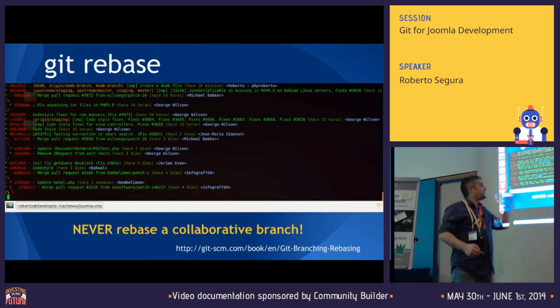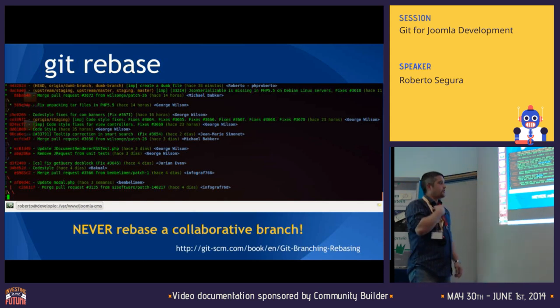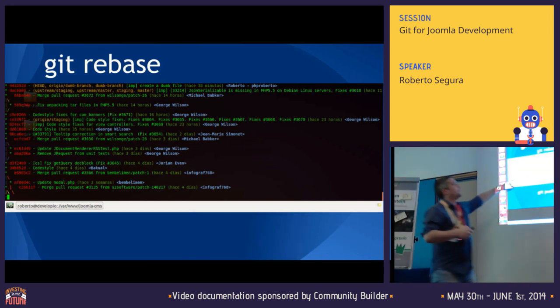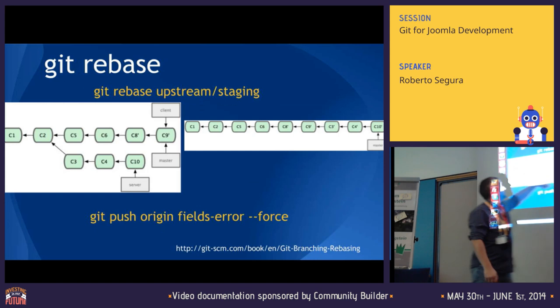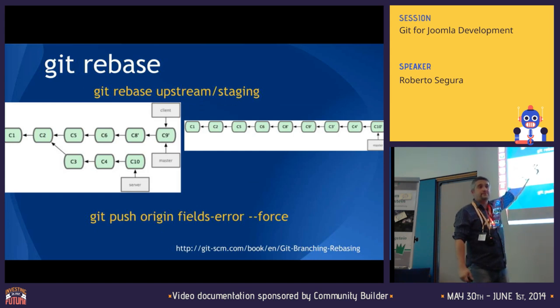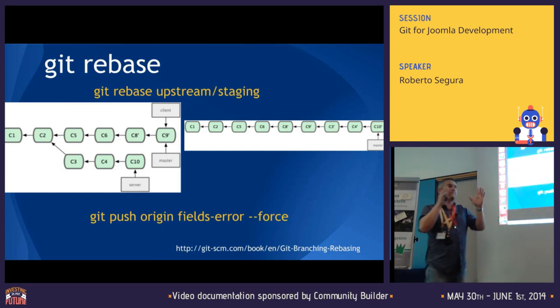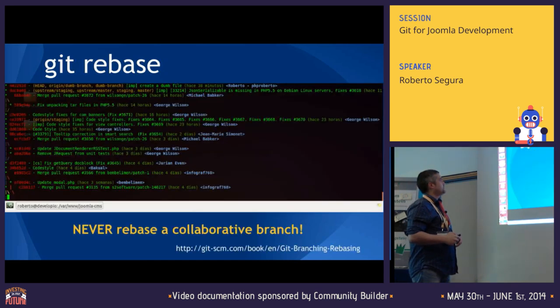Never rebase a collaborative branch. This means that if it's not only you who is working on a branch, be sure that you don't do this process, because you will break your mates' history. If you are working on a collaborative branch, the right way is to keep things updated. And once you are going to submit that to the upstream, do a global rebase to be sure that the code is included properly. Let's do it fast.